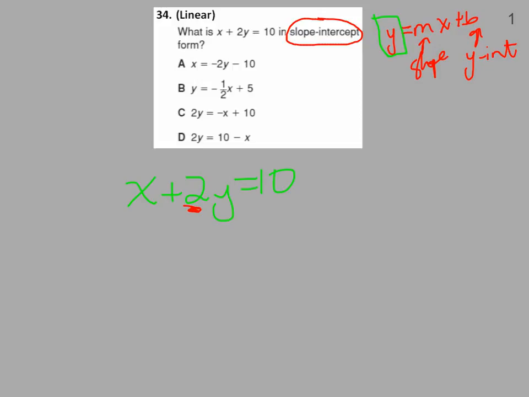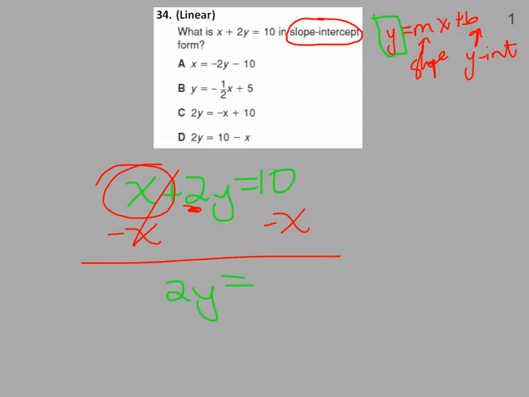So instead, I'm going to get rid of this x. And the x is just with the 2y being added to it, so we can subtract. Okay, now according to slope-intercept form, you always put the x term first. So when we rewrite this as 2y equals, we're going to want to do negative x plus 10 instead of 10 minus x. It means the same thing.